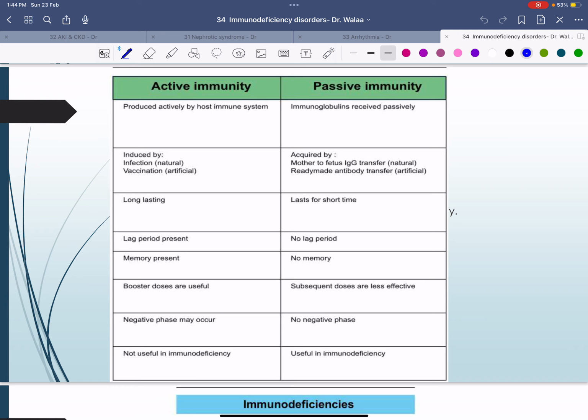Active immunity is not useful in immune deficiency. Why? Active immunity is not useful in an immune deficient patient. Why? Because we don't have immune cells capable of producing, for example, antibodies, right? Okay.